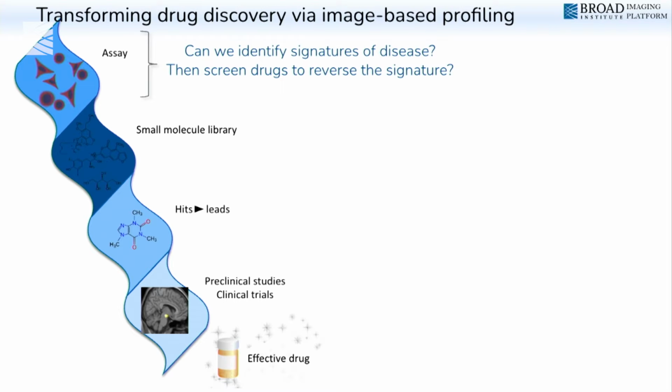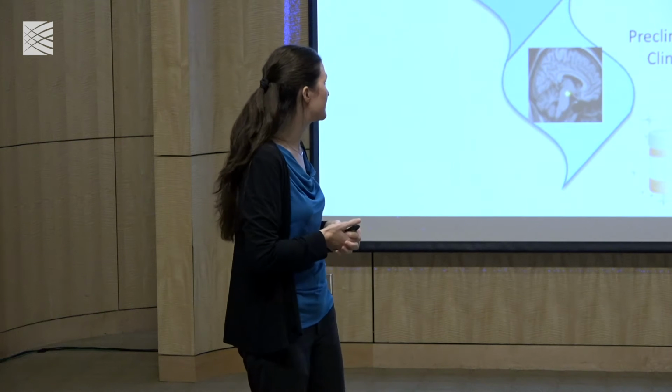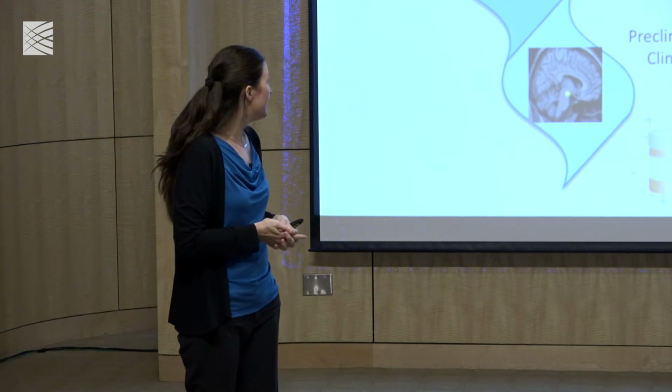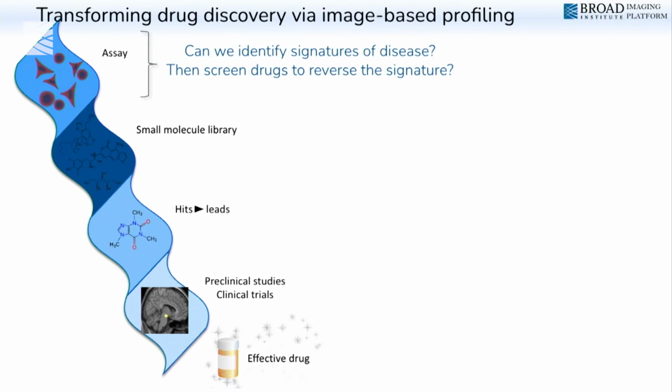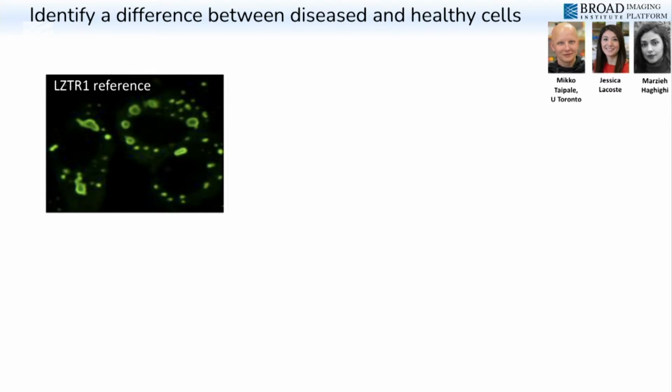All right, so throughout the rest of the talk, we'll just go through some different applications and examples, and again, happy to elaborate on any of them that interest you. The first one is, can we identify signatures of disease? And if you can identify a signature of a disease in a dish with cells that are growing away from a patient, then you can certainly screen drugs, test them one by one to figure out which drugs might be useful to reverse that signature. So let's look at an example of this.